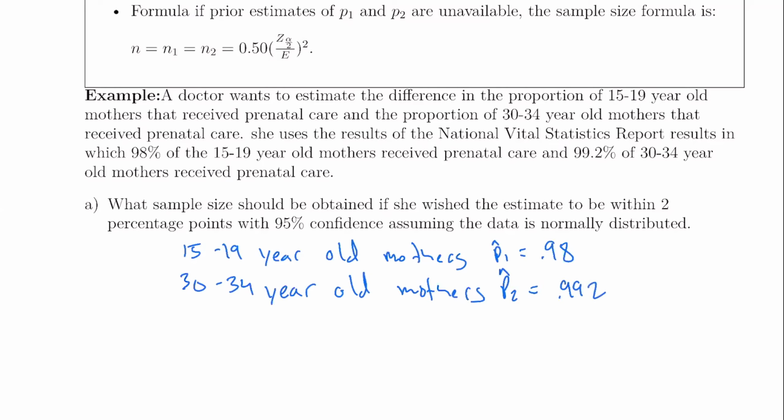Anytime you're doing these types of problems, the first thing that you should always do is just label all the numbers. That way, once you actually go into the problem, you already know what p hat of 1 is, and what p hat of 2 is, so you can start substituting everything in. If you look at part A, it says what sample size should be obtained if she wishes the estimate to be within 2 percentage points with 95% confidence, assuming that the data is normally distributed. The key thing is they tell me right here what sample size should be obtained. So that's telling me we're looking for n.